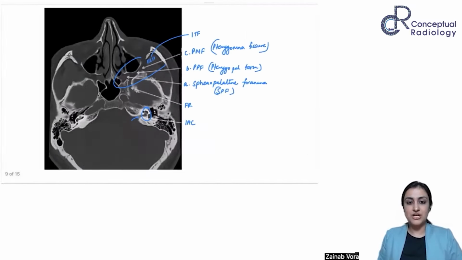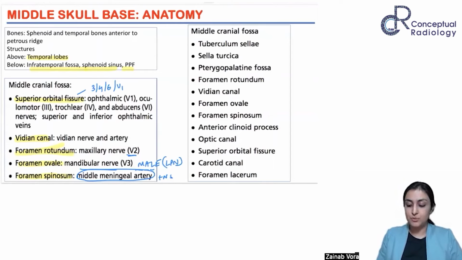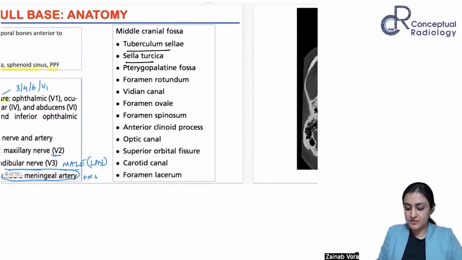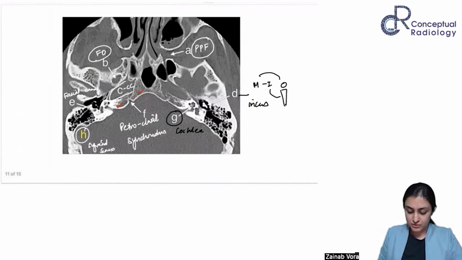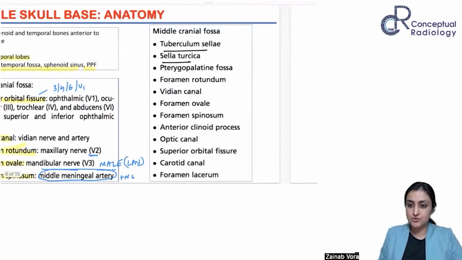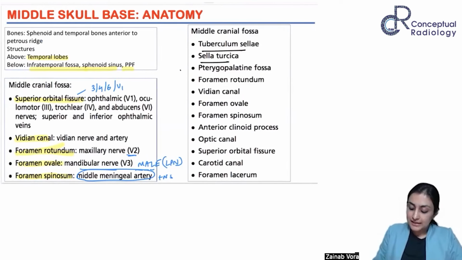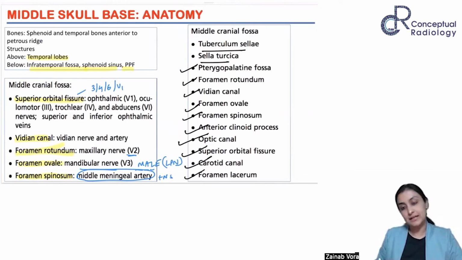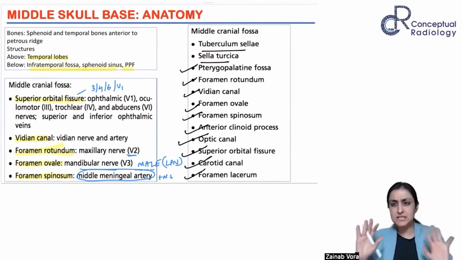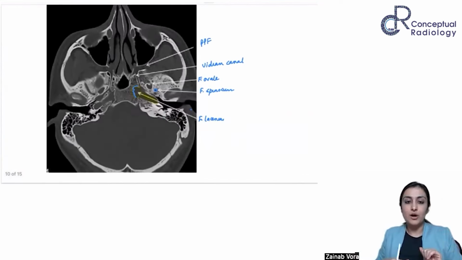Right, let's put a checklist if we know the things here. Tuberculum sellae. Didn't show you tuberculum sellae and sella turcica because these were images which were not at that plane, but I will show these to you in our DICOM image. Pterygopalatine we know. Foramen rotundum we know. Vidian canal we know. Ovale and spinosum, anterior clinoid, optic canal, SOF, carotid canal, foramen lacerum. Do these terms sound okay now? Yes, that we can identify them. All right.